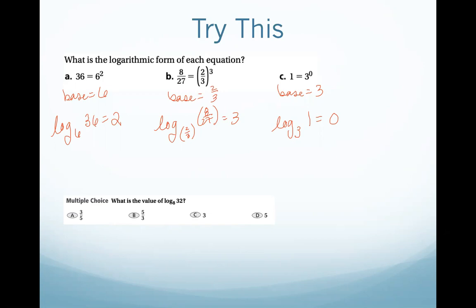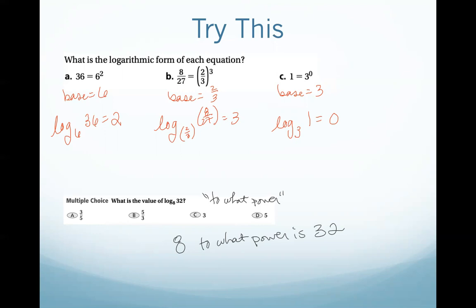Okay, let's look at the multiple choice together. What is the value of log base 8 of 32? So this asks us the question, logarithm, remember, means to what power? So I say 8 to what power is 32? So then I say, okay, is 32 a power of 8? Well, we have 8 to the first is 8. 8 squared is 64. So it's not a power of 8.